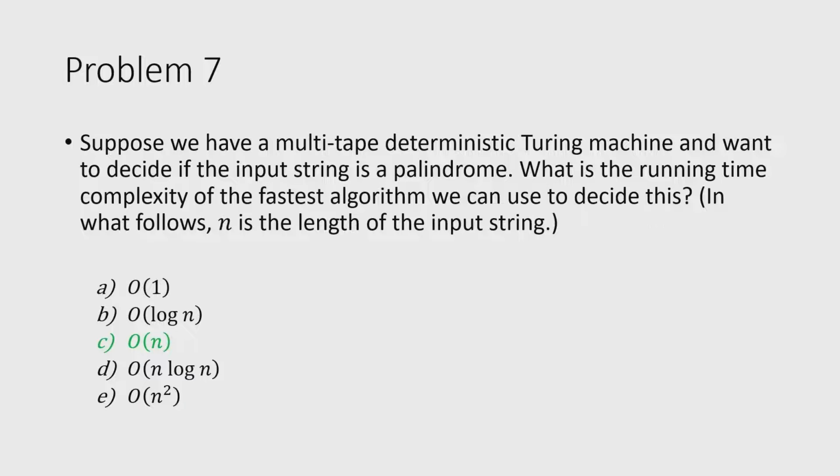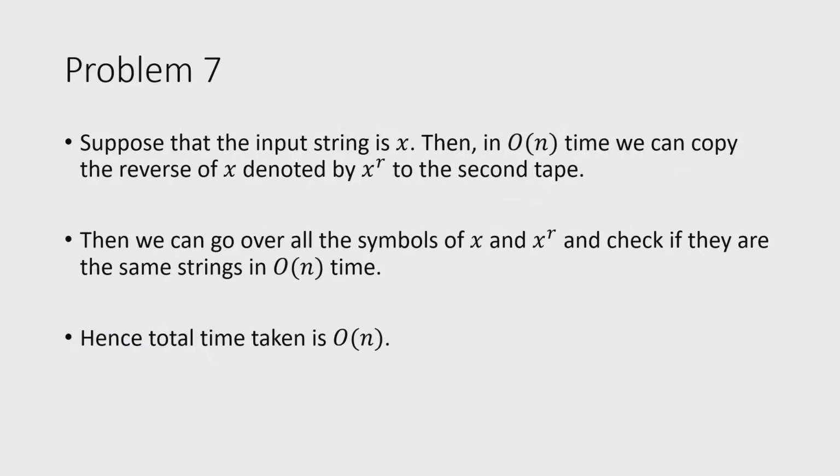To see this, first of all, notice that the answer cannot be O(1) or O(log n), because at the very least, a Turing machine would have to read the string, which would itself take n time. So in the best case, the answer can be O(n). Now we'll show that there exists a multi-tape Turing machine which actually takes order n time to decide whether a string is a palindrome or not.